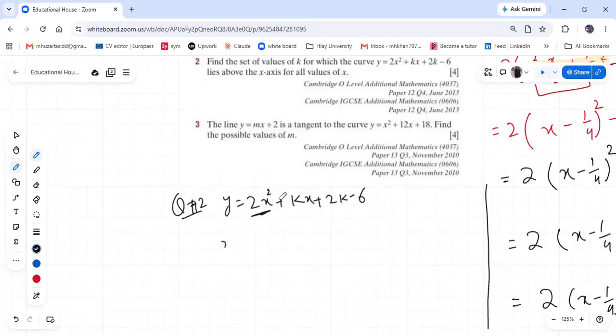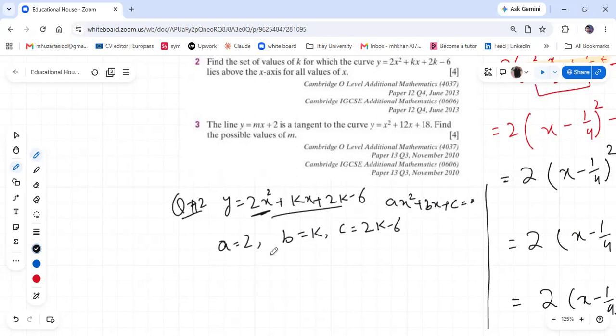So on behalf of this, A is equal to 2, B is equal to K, and C is equal to 2K minus 6. How I am writing it, as you know, Ax squared plus Bx plus C is equal to 0. We are comparing these equations. So basically, find the set of the values of K for which the curve lies above the x-axis for all values of x.